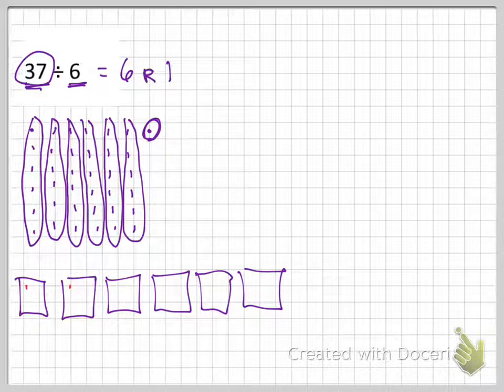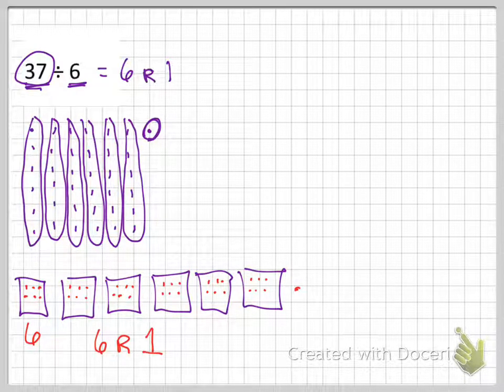So we've got 1, 2, 3, 4, 5, 6, 7, 8, 9, 10, 11, 12, 13, 14, 15, 16, 17, 18, 19, 20, 21, 22, 23, 24, 25, 26, 27, 28, 29, 30, 31, 32, 33, 34, 35, 36, and 1 that does not belong. Again, in partitive division, we just split up 37, and there are 6 in each group. So this also shows 6 remainder 1.